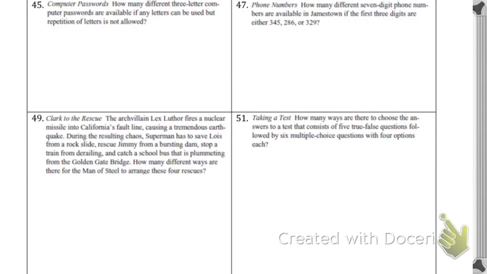We're taking a test. How many ways are there to choose the answer to a test that consists of 5 true or false questions followed up by 6 multiple choice questions? Were you confused at all by the answer key? Or are you just not sure how to start it? Oh, well, both? Okay. So we have 5 true or false questions, right? So we're going to do our true and false first. So I have 5 true and false questions. 1, 2, 3, 4, 5.